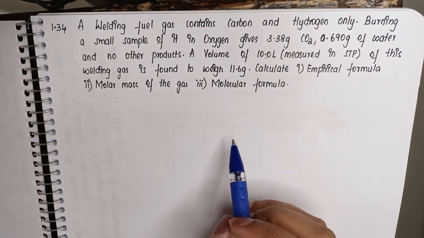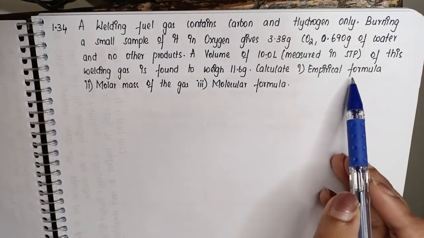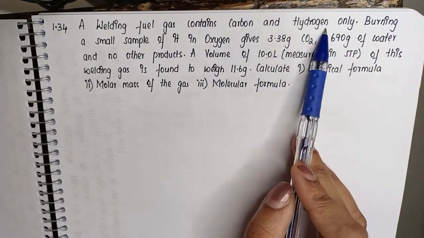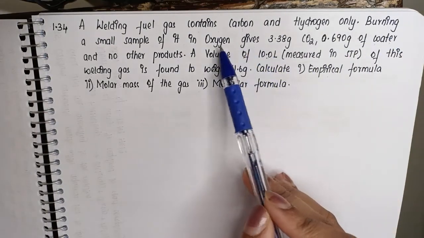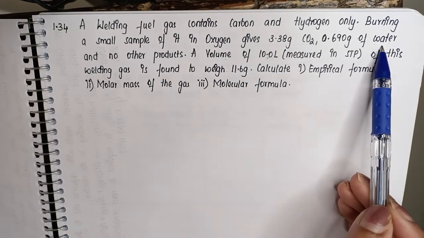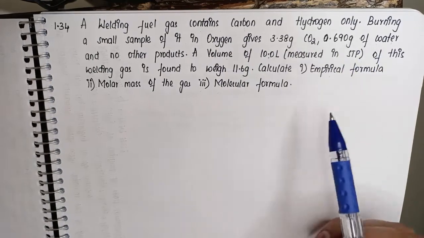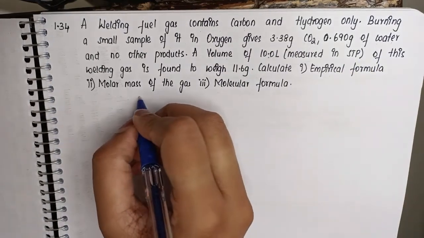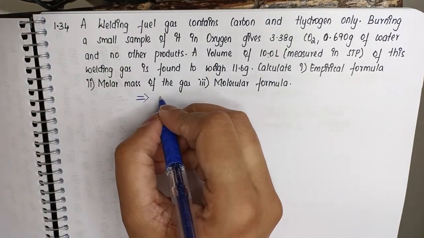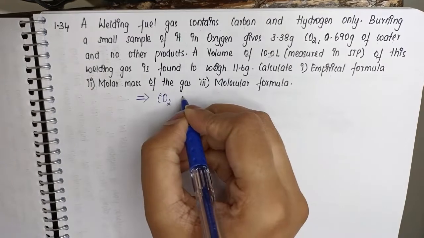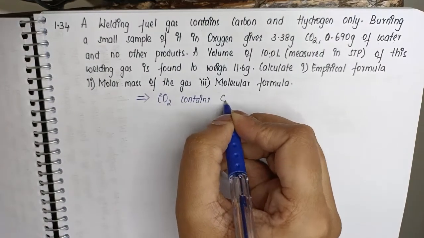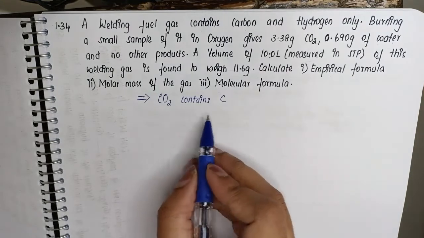So first, to find out the empirical formula, I first have to find out the mass of carbon and hydrogen. From where? From the two compounds given here, from carbon dioxide and from water. So the first thing is, I need to understand that carbon dioxide contains carbon. Right, so that is easy.